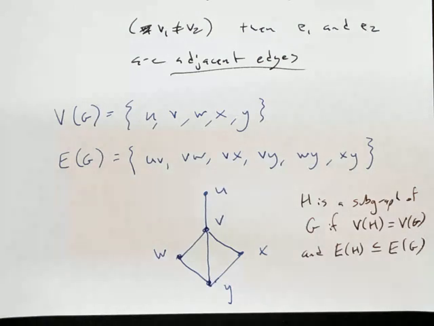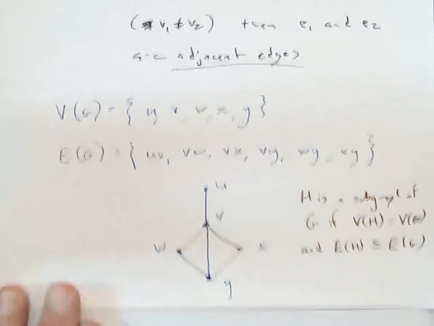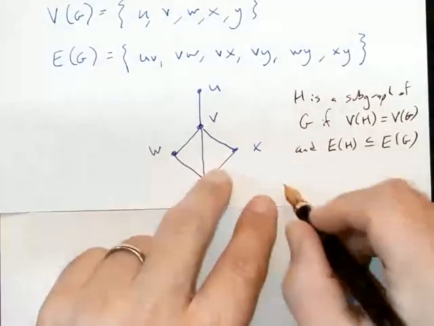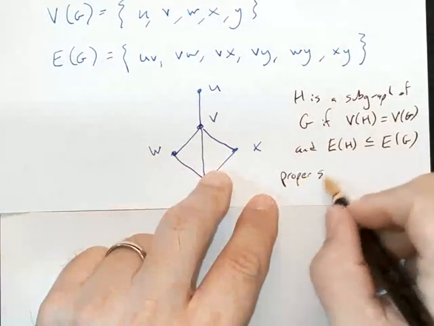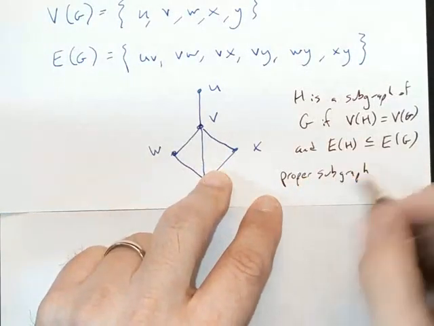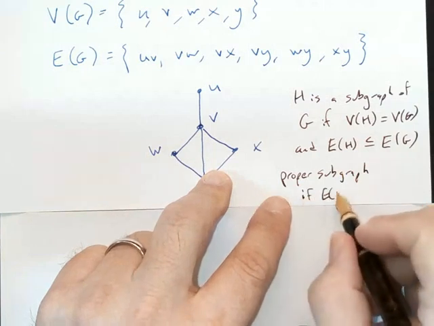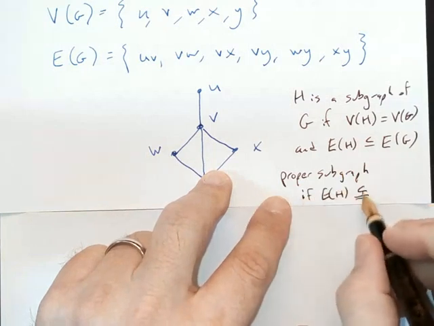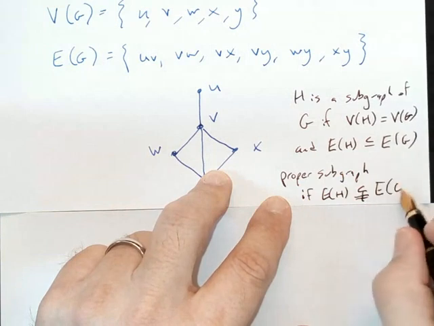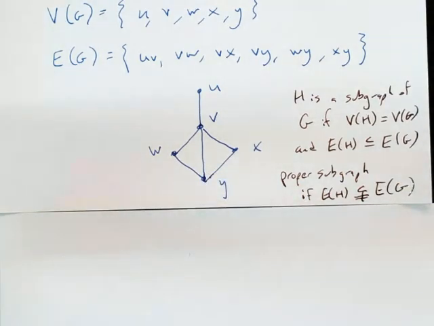Now, please notice, I have left the possibility there that you could keep this graph exactly the same, because it says here subset or equal to, right? So a proper subgraph requires me to get rid of at least one edge. Contained in and not equal to E of G.